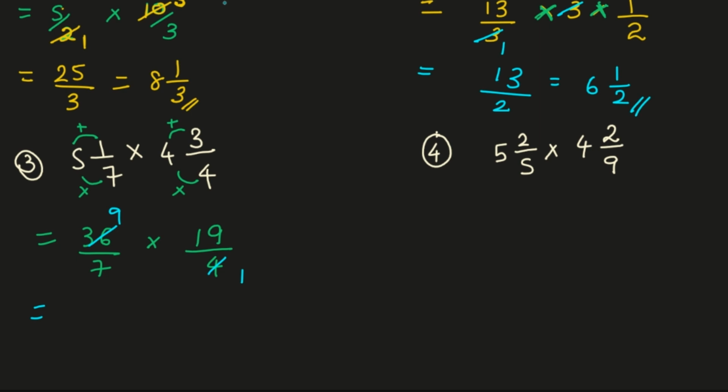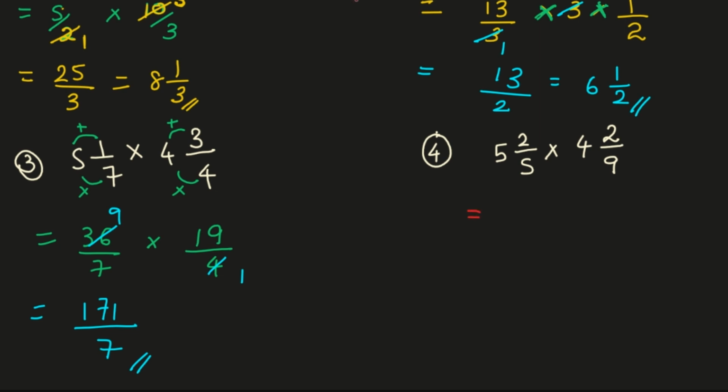9 into 19, it's 171. 1 into 7, it's 7. So this is an improper fraction. You can keep this as a mixed number as well. Put the answer, right? Okay, let's go to the final question. That will be the end of the lesson as well.